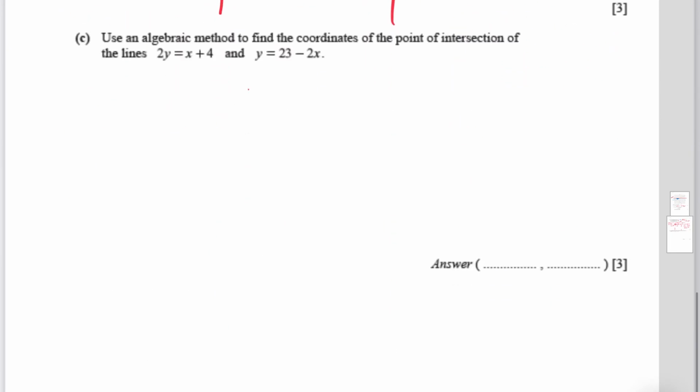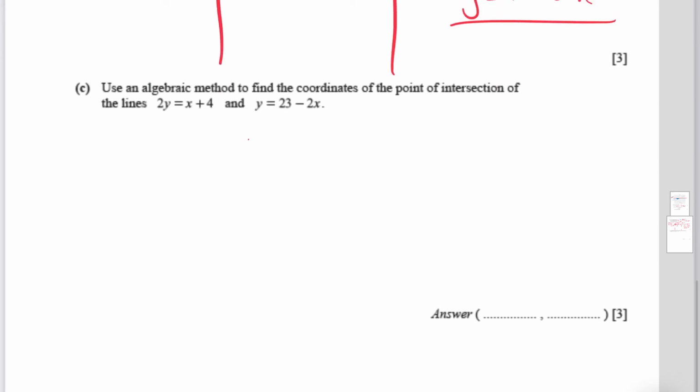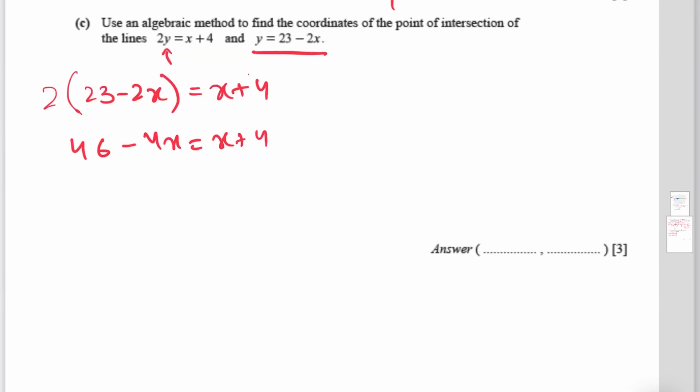Okay, let's move on. Use an algebraic method to find the coordinates of the point of intersection of the lines 2y equal to x plus 4 and y equal to 23 minus 2x. That means we need to plug this equation into this value of y. Let's do that. So 2 gets multiplied by this entire equation, which is 2 times (23 minus 2x) equal to x plus 4. Let's open the brackets up. We get 46 minus 4x equal to x plus 4. So 46 remains on the left, x goes to the right, becomes 46 minus 4 equal to x plus 4x. 46 minus 4 gives us 42. x plus 4x gives us 5x.